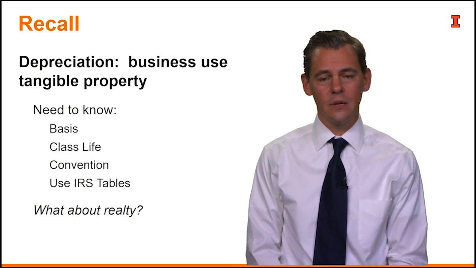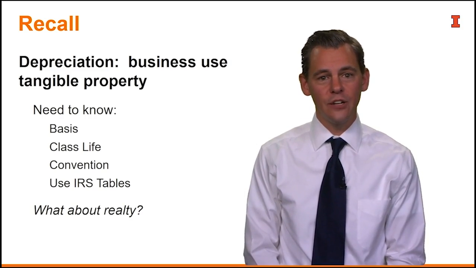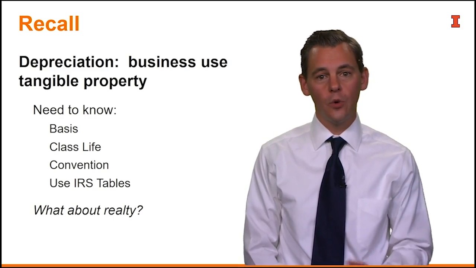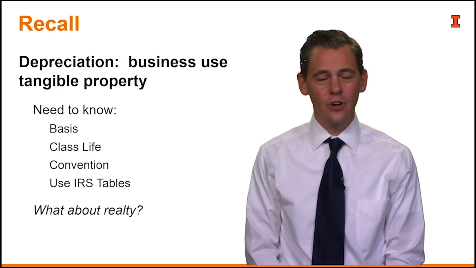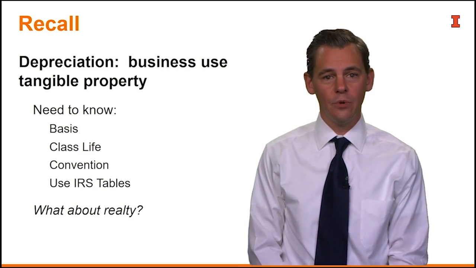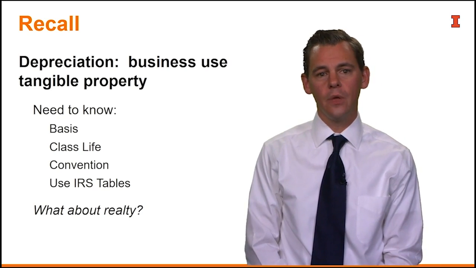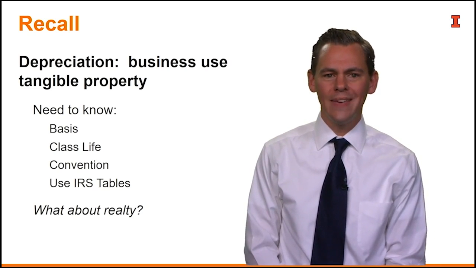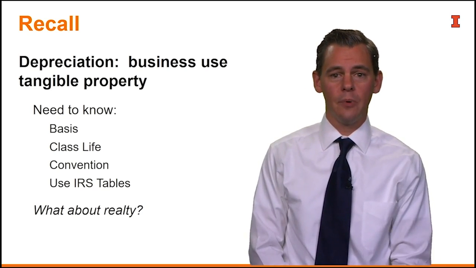In order to calculate depreciation, we need to know the original basis of the property, which is usually what we paid for the asset. We also need to know the class life of the property and the convention, whether half-year or mid-quarter. Recall that we use the IRS tables to find the correct depreciation rate, and we multiply that rate by the original basis to calculate the depreciation deduction for that year.